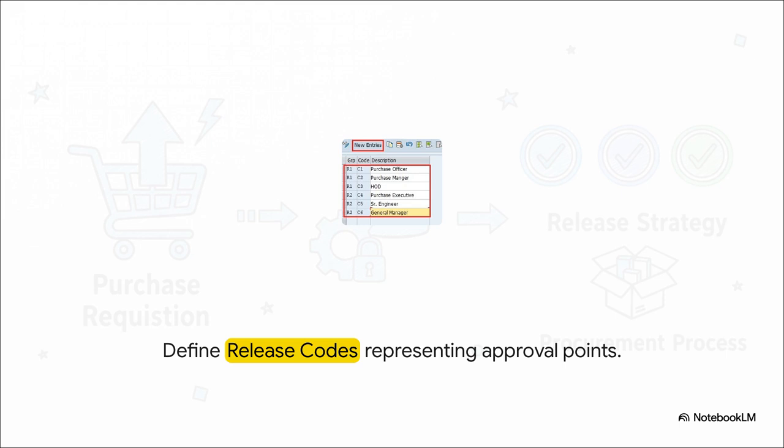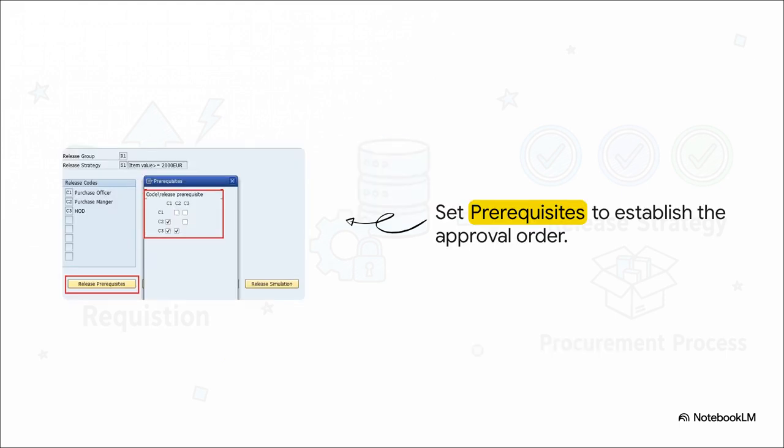Here, group R1 is assigned to C1 for the purchase officer, C2 for the purchase manager, and C3 for the head of department. Now, check out this strict hierarchy of survival. I mean, you definitely don't want the head of department getting jump scared by every tiny request, right? Looking at how these prerequisites are staged, it clearly shows that C1 and C2 must successively approve the document before C3 even gets a notification. It is a perfectly staged, layered line of defense.